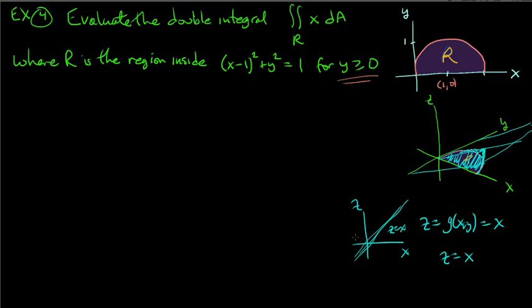So this region R is effectively over here, and you're getting the volume underneath a plane, but above the region R. Okay, so this is going to be a volume, essentially. Anyways, our task is to evaluate this double integral.